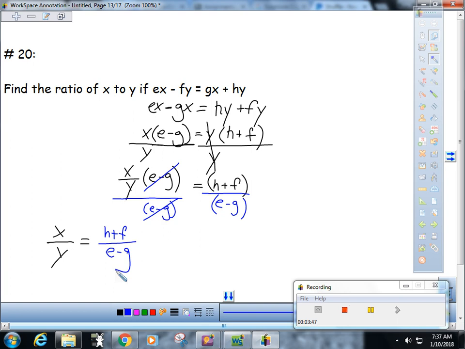Can I get a boom? It's not even going to show up. Boom!